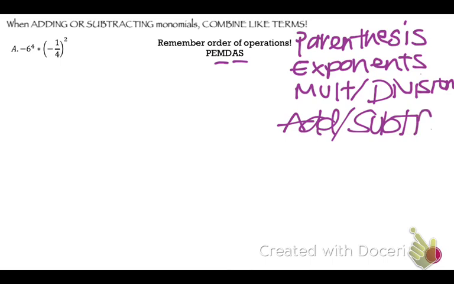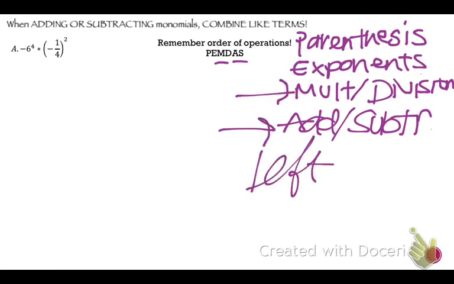Okay, so parentheses is always first. You always want to get rid of those first. Then you do your exponents, then you do multiplication and division, and then you do addition and subtraction. These ones, you always go left to right.